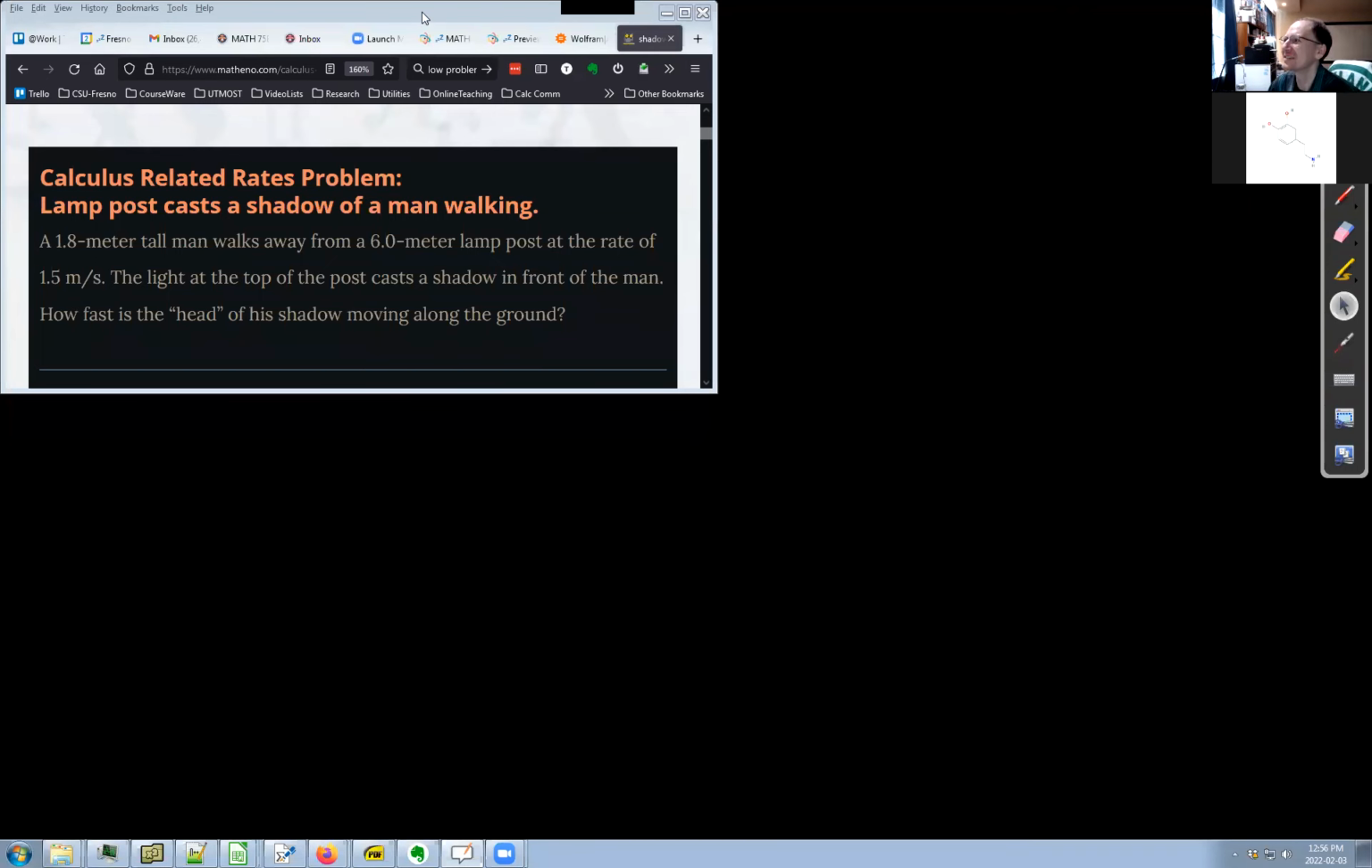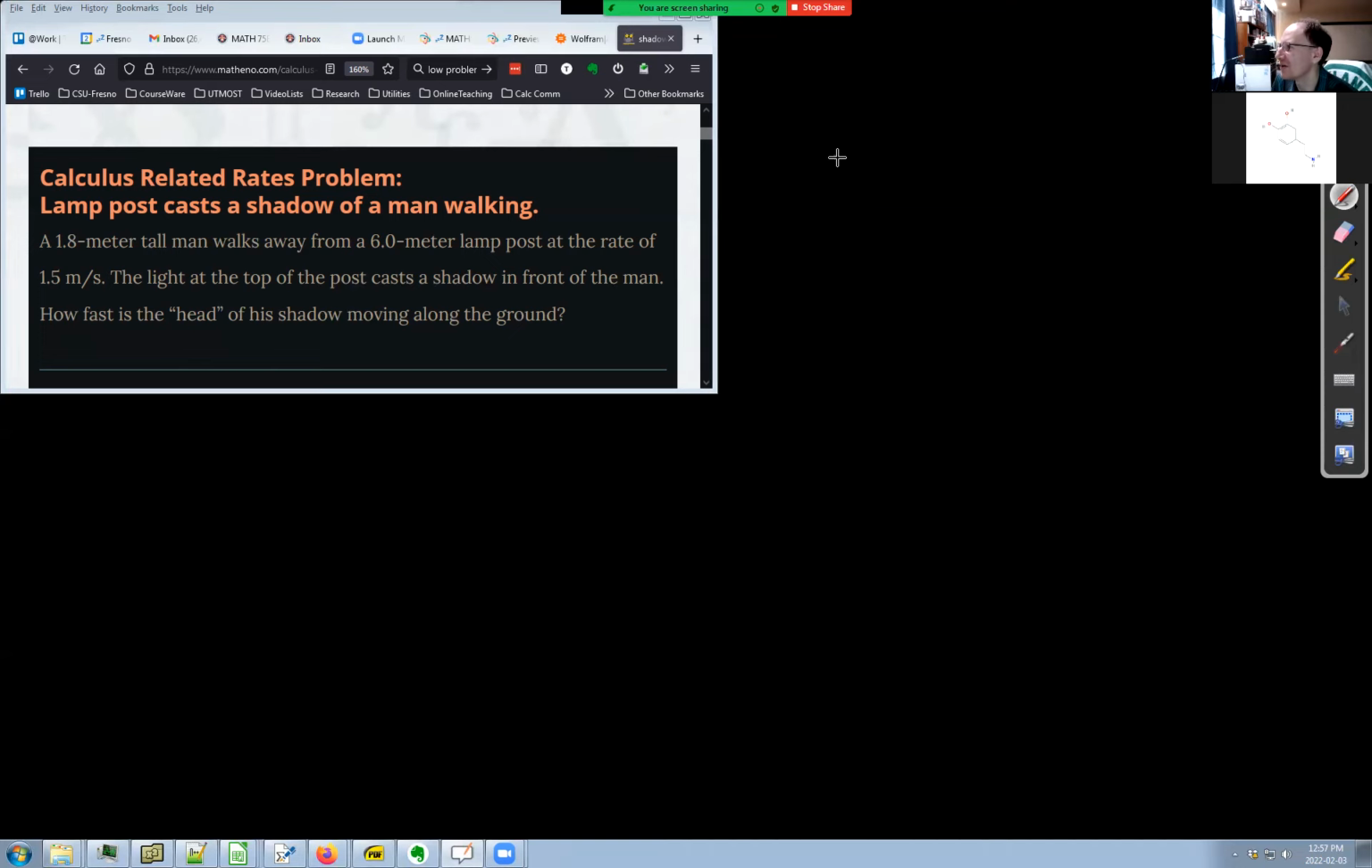All right. So what we got here is a related rates problem that involves lamps casting shadows. It says a 1.5 meter tall man walks away from a 6 meter lamp post at a rate of 1.5 meters per second. Oh boy. So I'm not even going to finish reading the problem. I'm going to draw a picture to help me understand what's going on here.